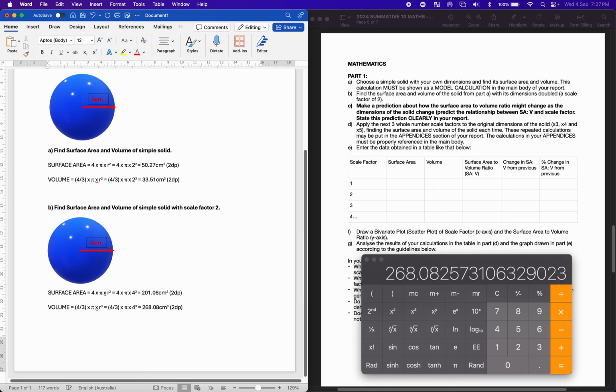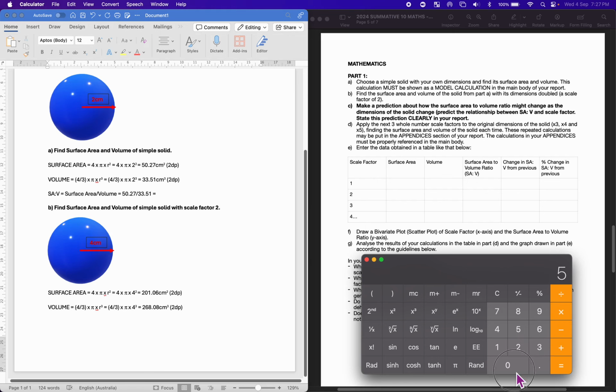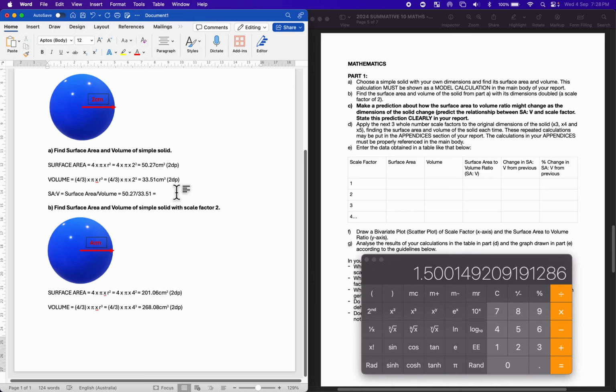Well, the surface area to volume ratio, SA to V ratio, is simply the surface area divided by the volume. For scale factor 1, it was 50.27 divided by 33.51. That first scale factor surface area to volume ratio is 1.5, rounded to 2 decimal points.